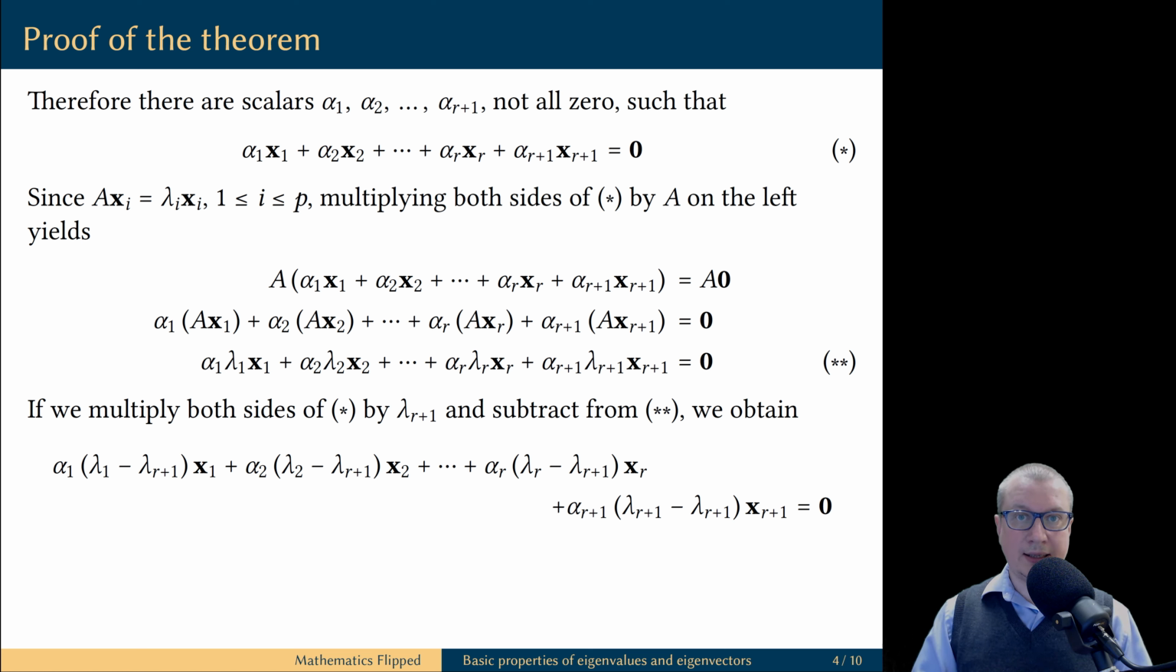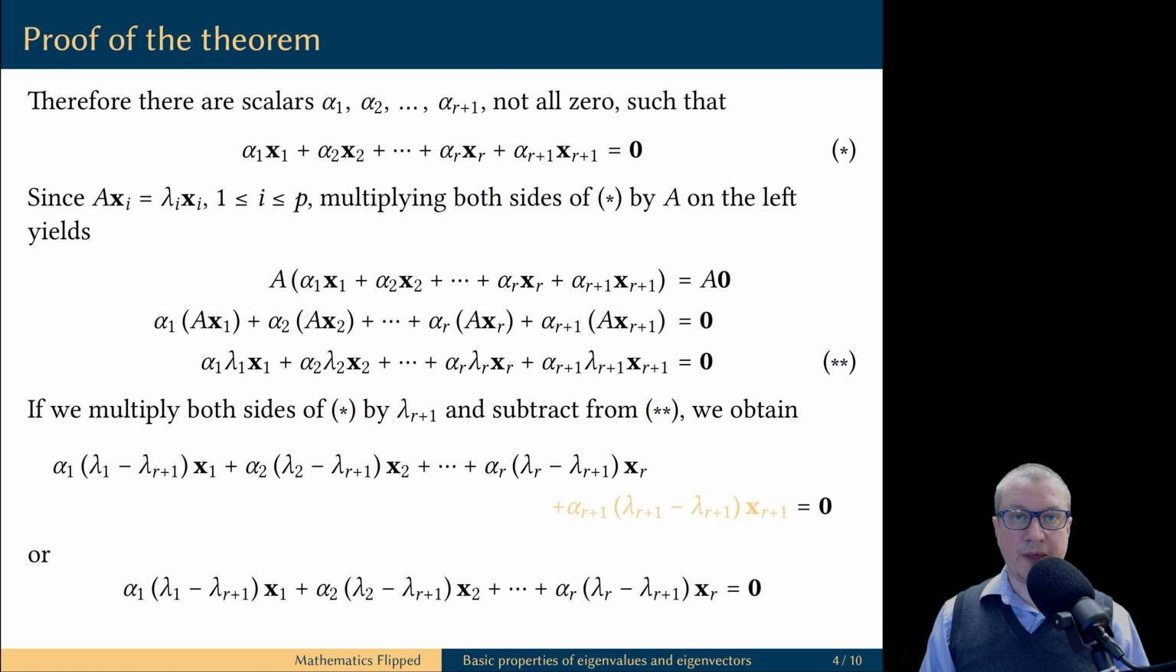Here's what we are going to do next. We are going to go back to this non-trivial relation of linear dependence, equation star, and now we are going to multiply both sides of this equation by the scalar lambda r plus 1. On the right-hand side, the scalar multiple of the zero vector still remains the zero vector, and on the left-hand side, we use the properties of vector operations to distribute this scalar multiple. Then we are going to subtract the resulting equation from the vector equation double star. And once again, using properties of vector operations, we can rewrite this equation in the way shown here.